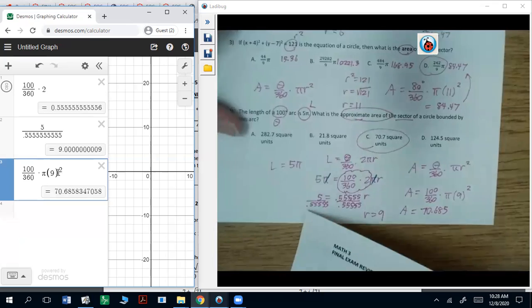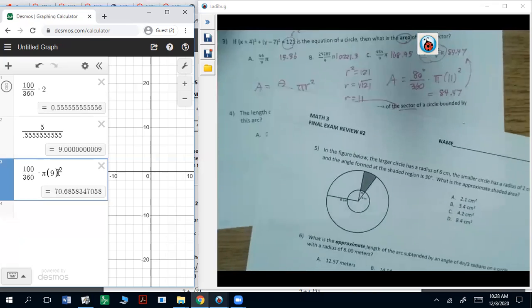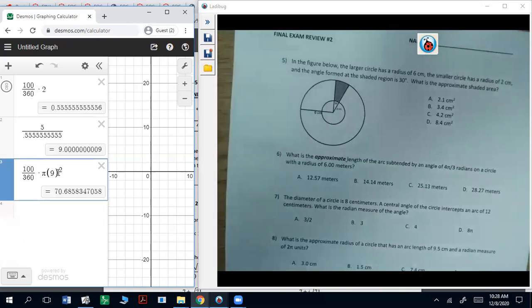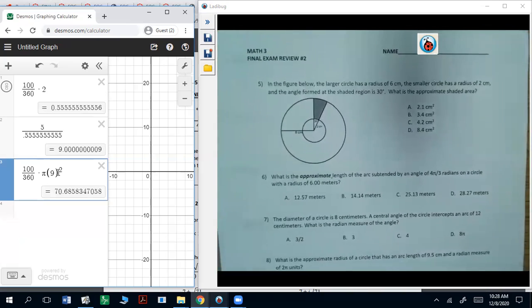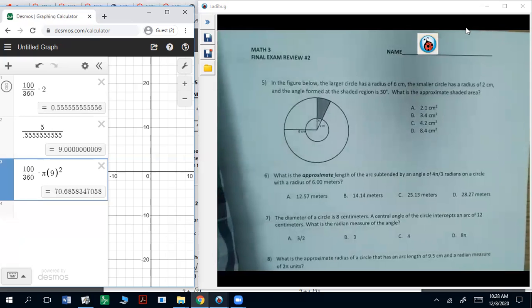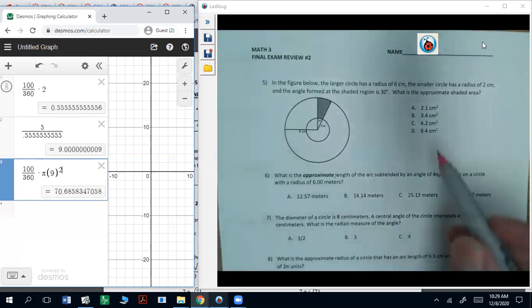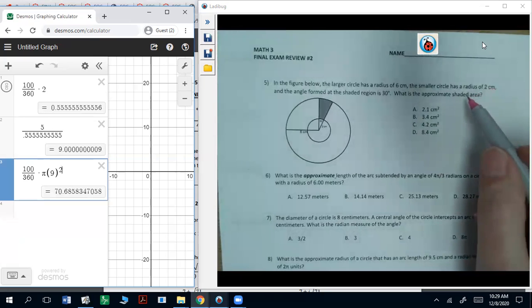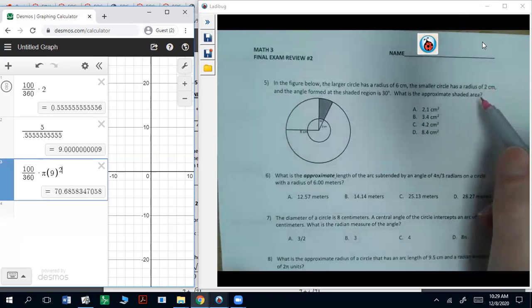Number 5. In the figure below, the larger circle has a radius of 6. The smaller circle has a radius of 2, and the angle formed at the shaded region is 30 degrees. What's the approximate shaded area?